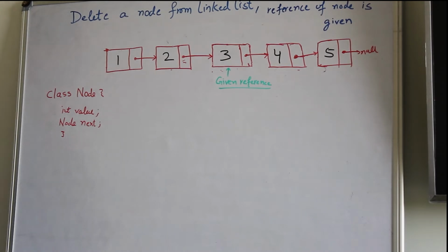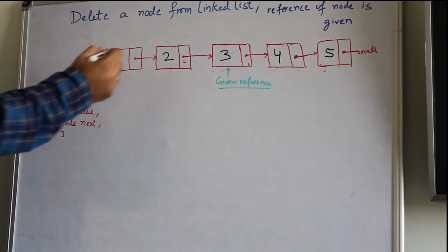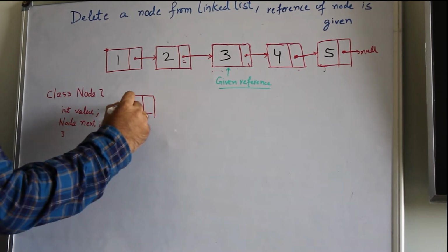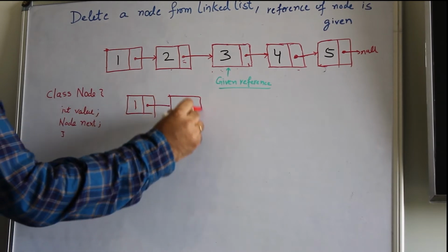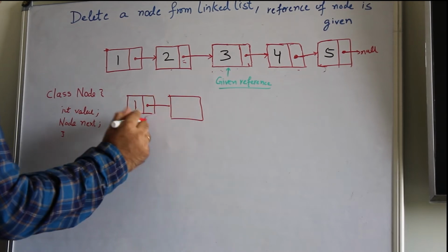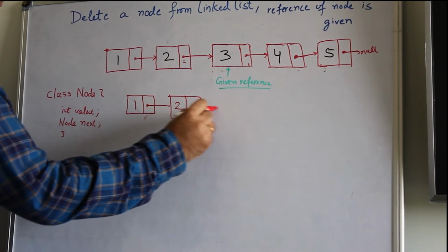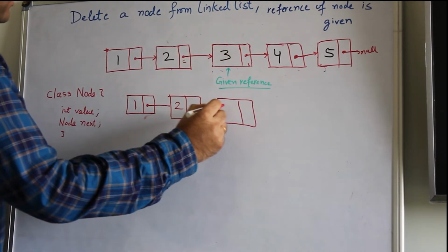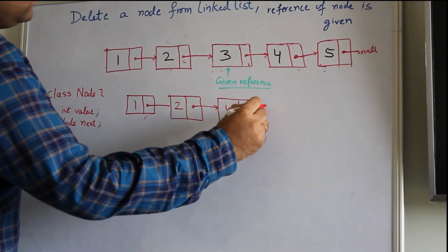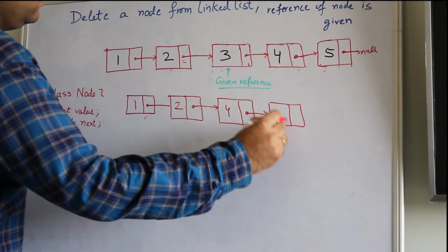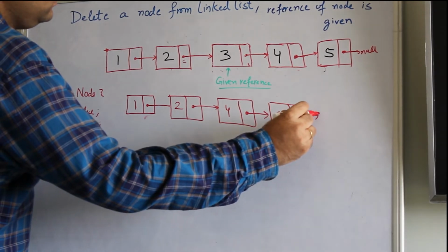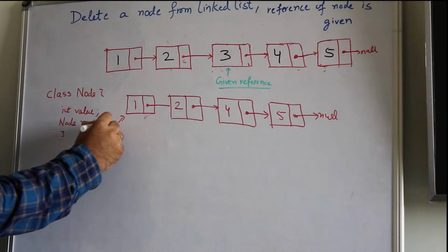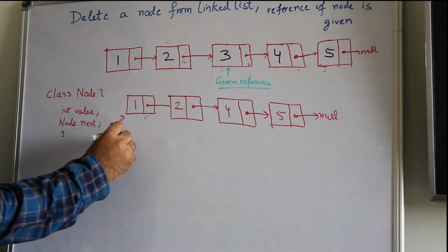So first of all, we will draw the linked list that will be the end result of this. So the end result will be, first of all we will have node 1, then node 2, then this node will be deleted, right? So this will point directly to node 4. Node 4 will keep on pointing to 5 and 5 is pointing to 9. So this is the end result after deleting the node.